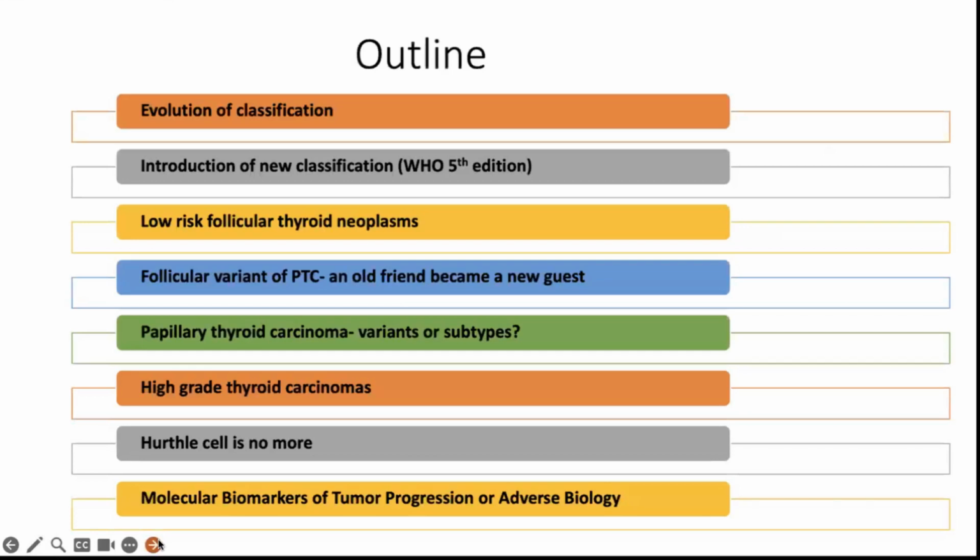So this is the outline of my presentation. I'll be starting with evolution of the classification, followed by introduction, then going on to low risk follicular thyroid cancers, then follicular variants of PTC, PTC variants or subtypes, high-grade thyroid carcinomas, Hürthle cell, and some biomarkers of tumor progression or adverse biology.